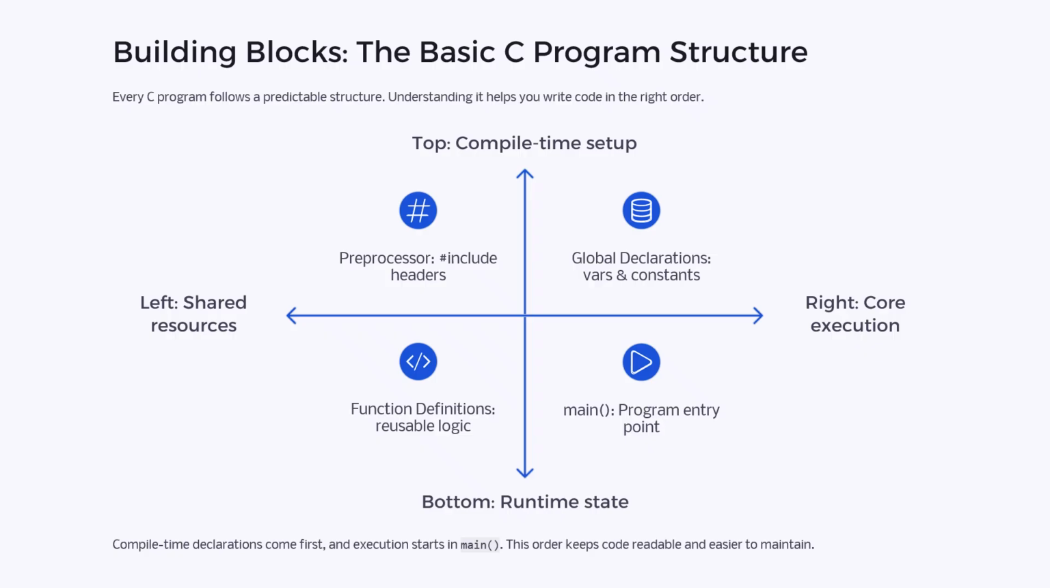So every program follows a predictable structure. Understanding it helps you write code in the right order. Compile-time declarations come first and execution starts in main. This order keeps code readable and easier to maintain. So whenever we are executing any C program, first of all we compile it, then we execute it. If there is any error in our C program, that error is already shown at compile time and we can rectify it before executing it.